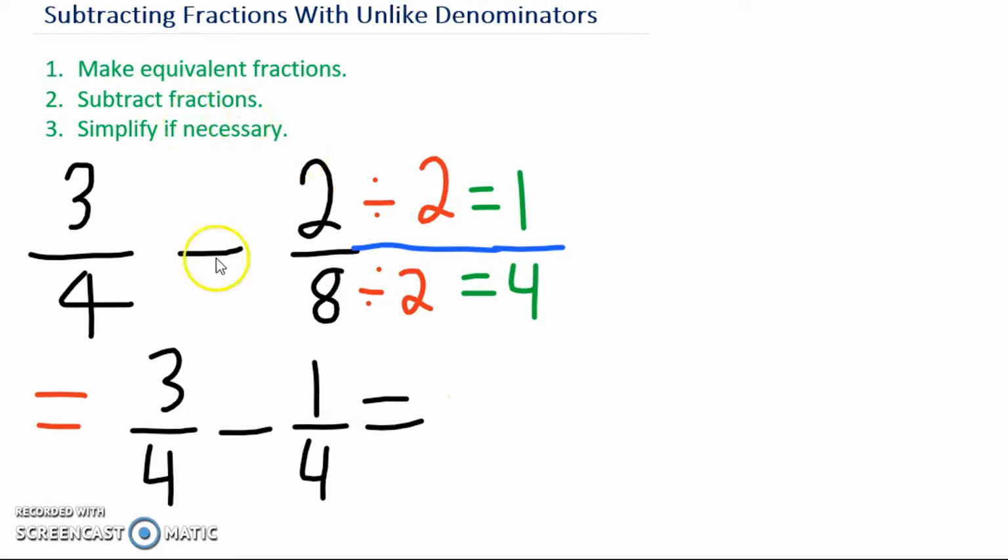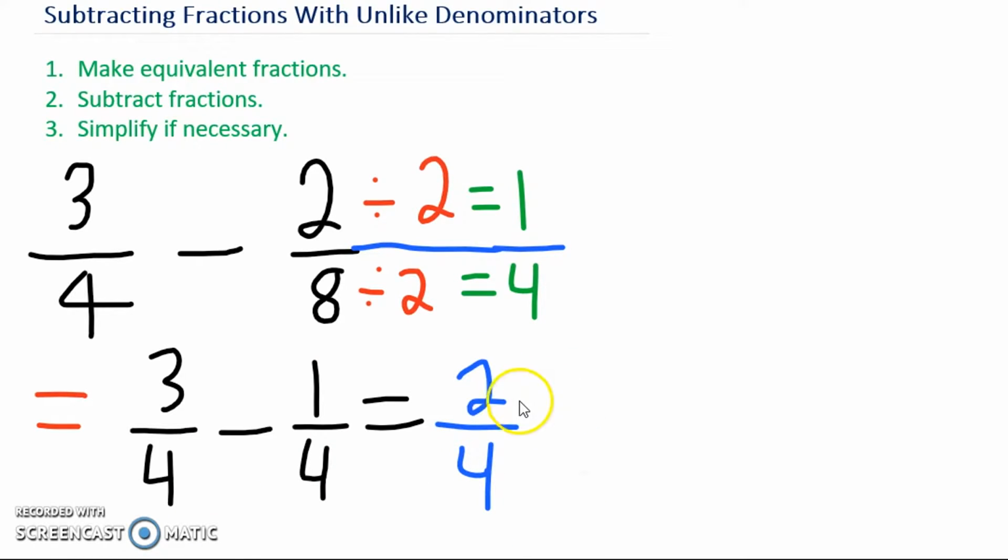and now we just subtract like normal. So 3 minus 1 equals 2 over 4 minus 4 equals 0. But since we're subtracting and these are like denominators, it's going to be 4. So now we have 2/4.